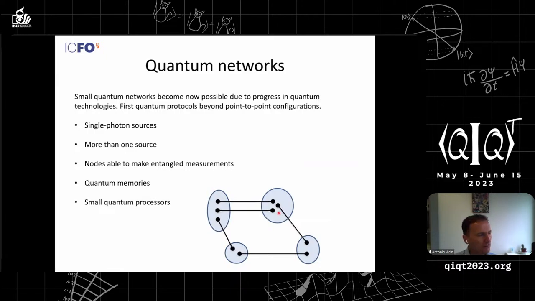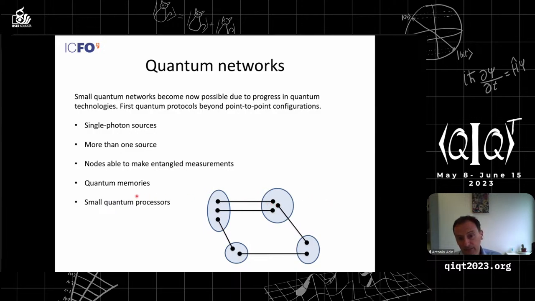But now quantum technologies are evolving, and there are new experiments in which one can have different sources of entangled states, and these particles are sent to different nodes in which you can perform measurements. And in these nodes, you can even perform entangling measurements. We are having better sources, single photon or entangled sources of higher quality. Then we can have more than one source. You can see them as entangled pairs. Then the nodes can collect the particles and make entangled measurements.